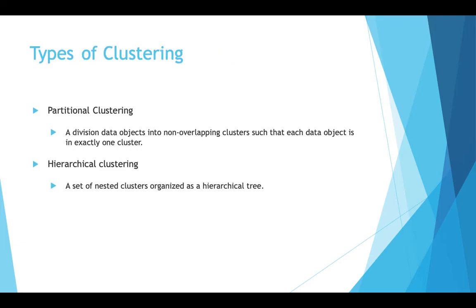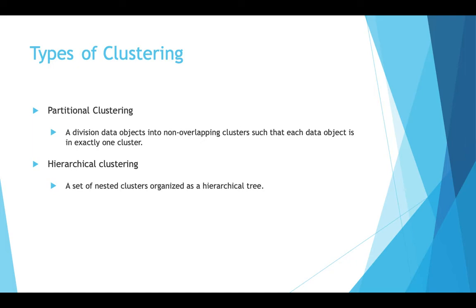Now the types of clusterings. There are two types of clustering, partitional clustering and hierarchical clustering. Partitional clustering is a division of data objects into non-overlapping clusters such that each data object is in exactly one cluster. So in partitional clustering, each data point can belong to only one cluster. On the other hand, in hierarchical clustering, there is a set of nested clusters organized as a hierarchical tree.